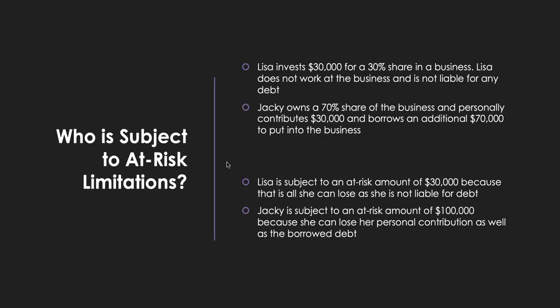Lisa is subject to an at-risk amount of $30,000 because that is all she can lose. Since she's not liable for any of the debt of the business, the only thing that is at risk is her initial personal investment of that $30,000. Jackie is subject to an at-risk amount of $100,000 because she can lose her initial personal contribution of that $30,000, as well as the $70,000 that she borrowed to put into the business.